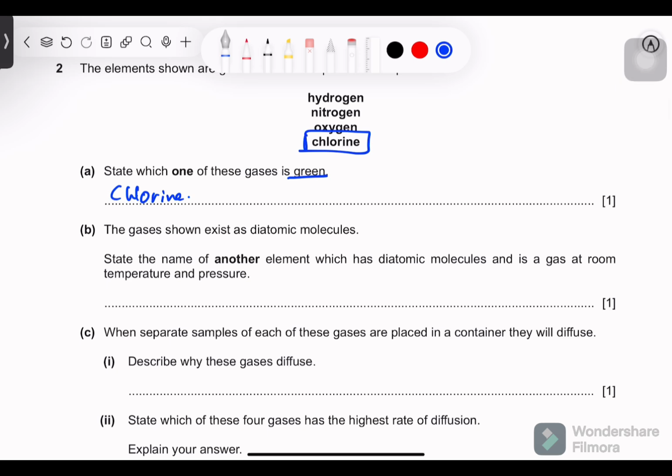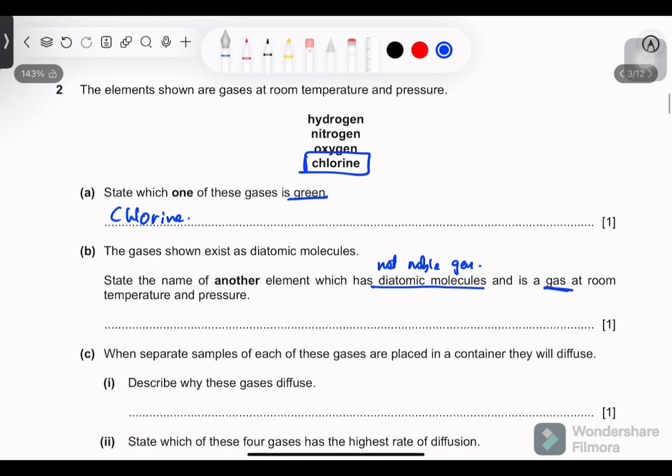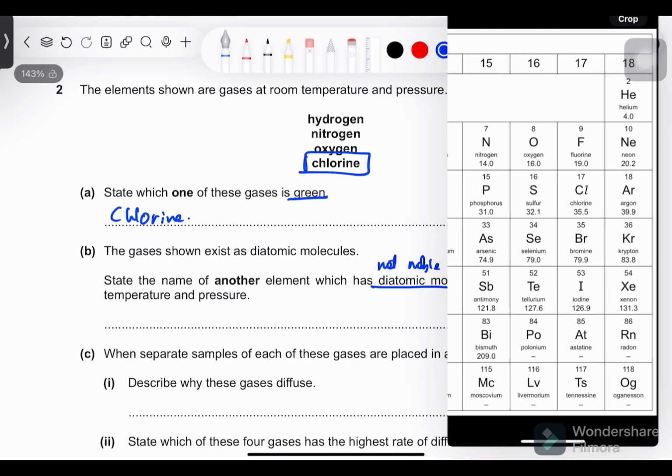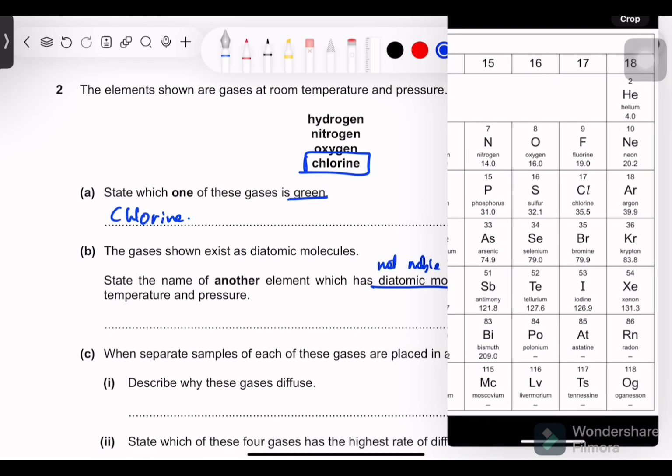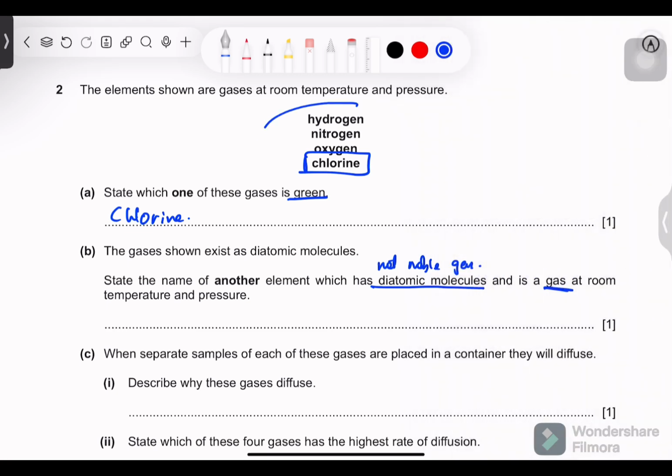The gases shown exist as diatomic molecules. State the name of another element which has diatomic molecules and is a gas at room temperature and pressure. So diatomic molecules, this means it should not be a noble gas because they are monatomic. It is a gas at room temperature and pressure. If you look at group 7, we have fluorine from the top of the group as a gas. All other gases are already mentioned in the question. So fluorine is the correct answer.